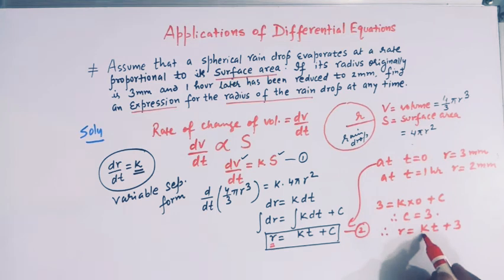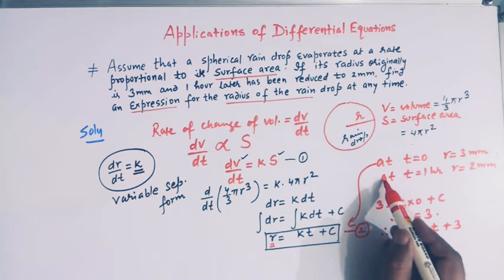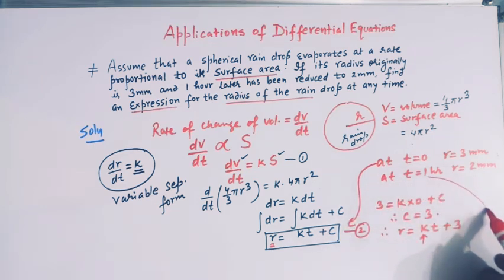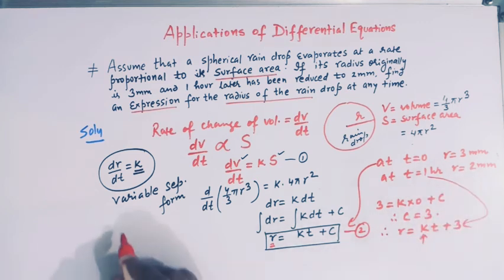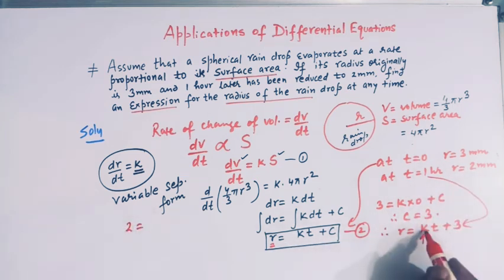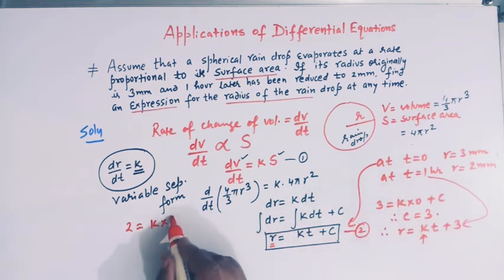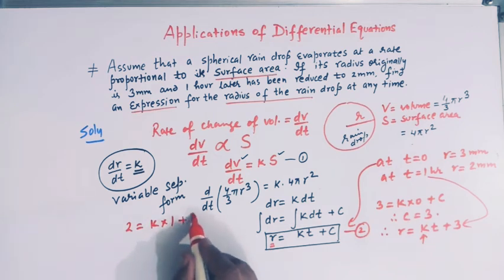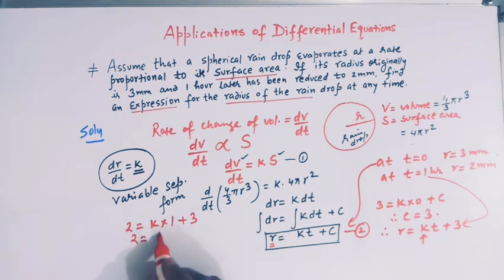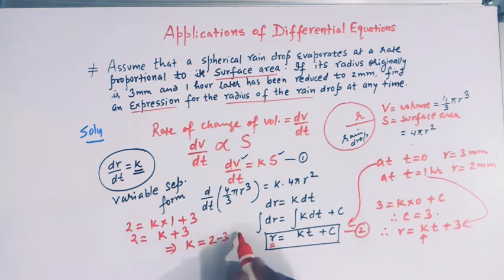Now we have to evaluate the constant k by using the second condition. Substituting in this equation, r is equal to 2 and t is equal to 1, so here we have 2 is equal to k times 1 plus 3. So 2 is equal to k plus 3, and solving this equation we get k is equal to 2 minus 3, that is minus 1.